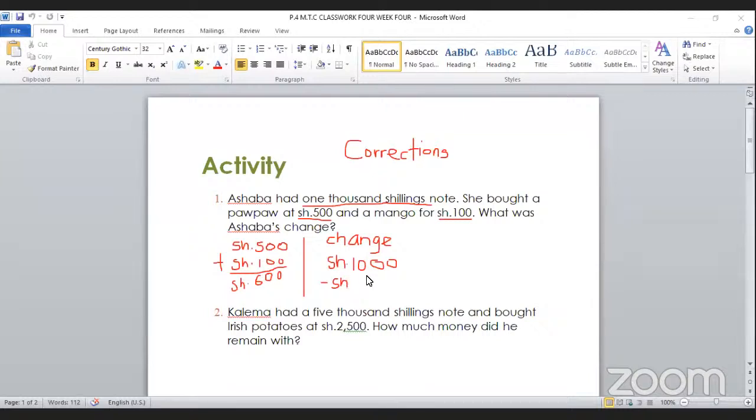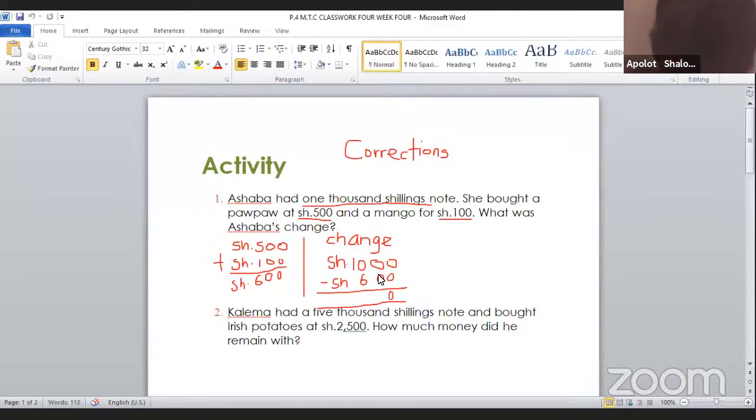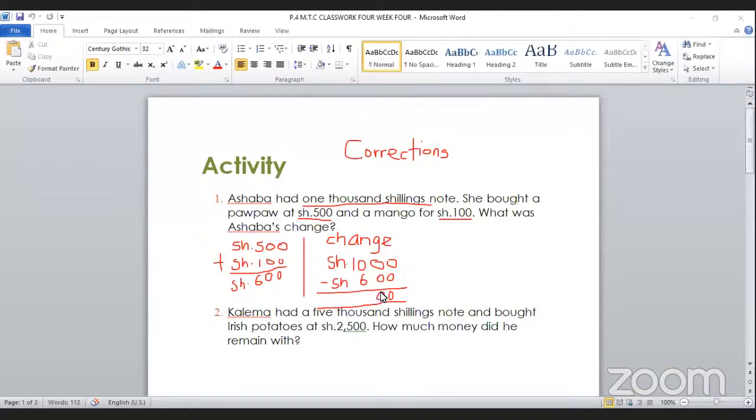So that is the buying and selling involving subtraction that we learned last time. Now, how much is your change? Change is that money you get after you have paid for what you have bought. So now here I remain with 0 minus 0, I get 0. Then here 0 minus 0, I get 0. Apollo, here we have 0 minus 6. Is it possible? Not possible.